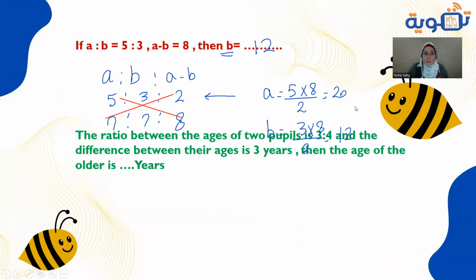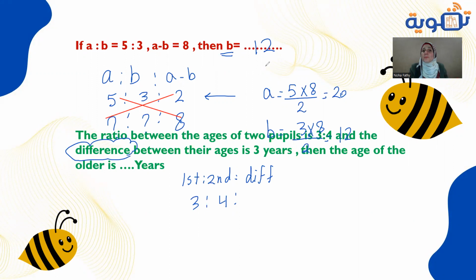But if he said the ratio between the ages of two pupils is 3 to 4, and the difference between their ages is 3 years, then the age of the older is what? So I will write here first pupil to second to difference, because he said difference. If he said difference or exceeds or more than, less than, it has the same meaning as difference. It means I will make minus. The ratio is 3 to 4, and here the difference is subtract 3 minus 4 equals 1.